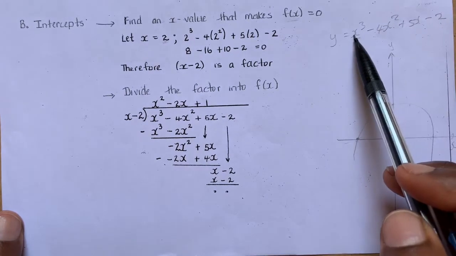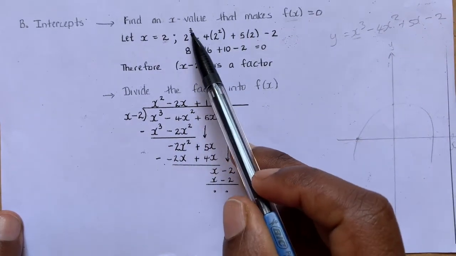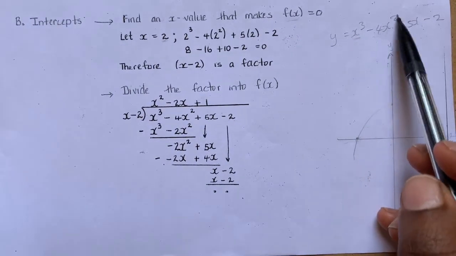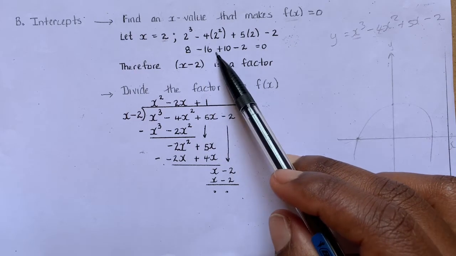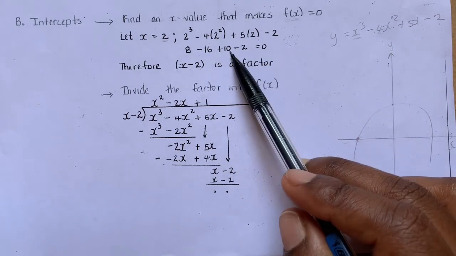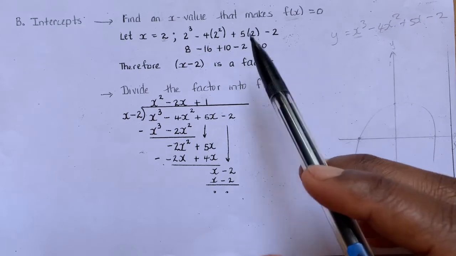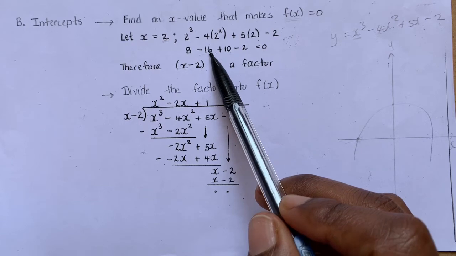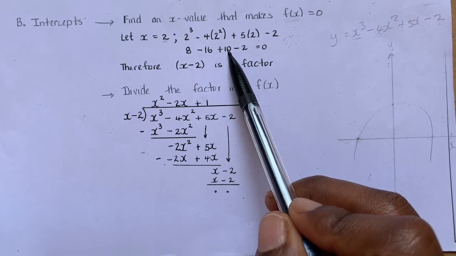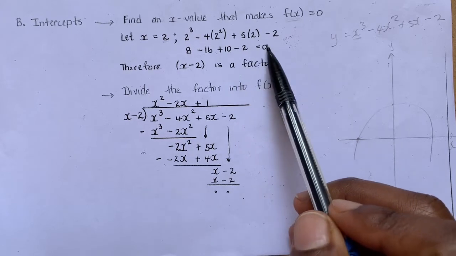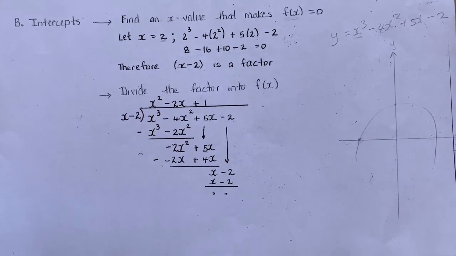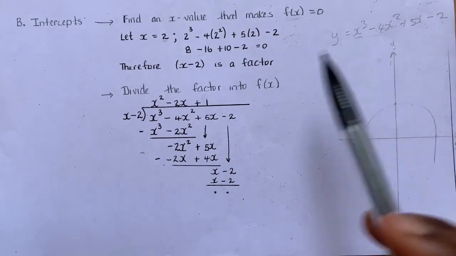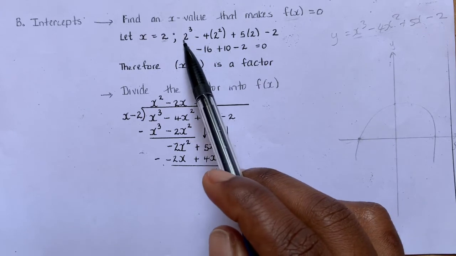Now, if I plug 2 in place of x here, 2 cubed is 8, 2 squared is 4, and 4 times 4 is 16. 5 times 2 is 10, and this -2 goes back. So here we have 8 minus 16 is -8. -8 plus 10 is 2, and 2 minus 2 is 0. So we have found one value. We have found one x value that will make this entire function 0, and that value is 2.